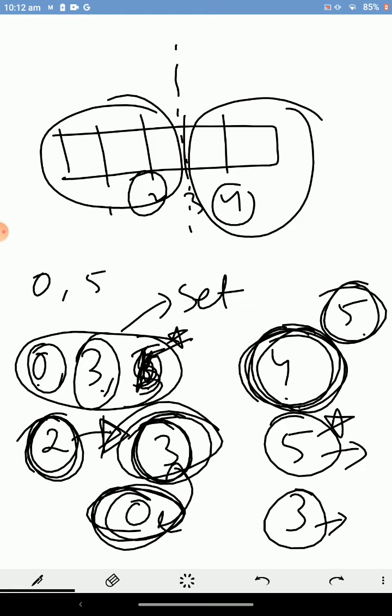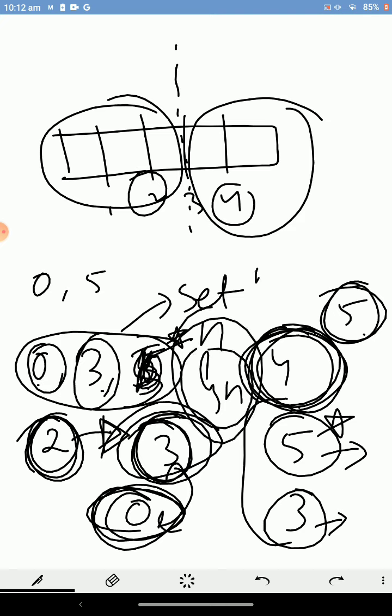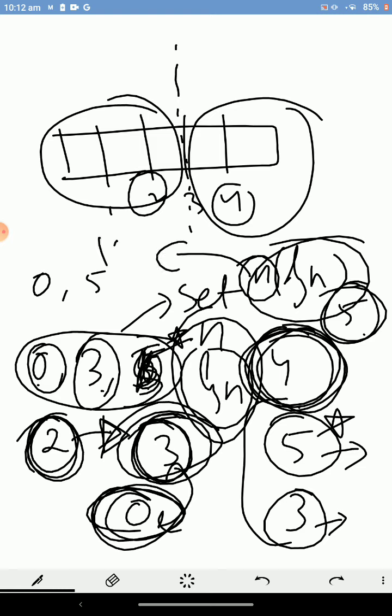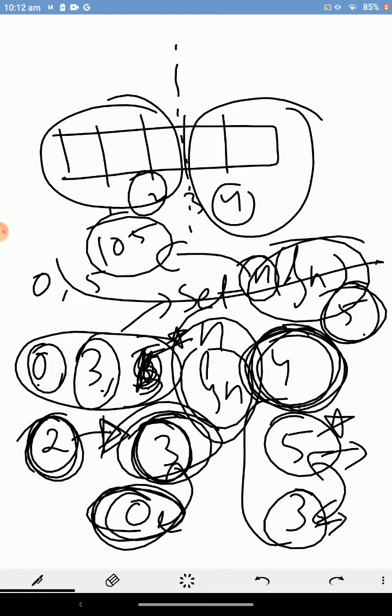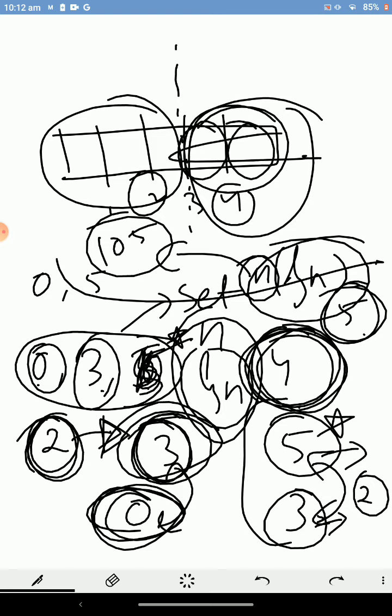These operations take log n, and there are n queries, so the overall time complexity is n log n. Since n is in the range of 10 to the power 5, this would definitely work. And now the difference of 5 and 3 is 2, which is our answer, because this wood is of length 2. I hope you have got the intuition for this problem.